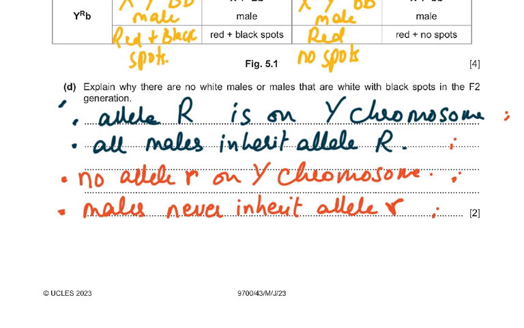Allele capital R is on the Y chromosome. All males inherited the allele capital R. No allele small r on the Y chromosome. Males never inherit the allele small r.